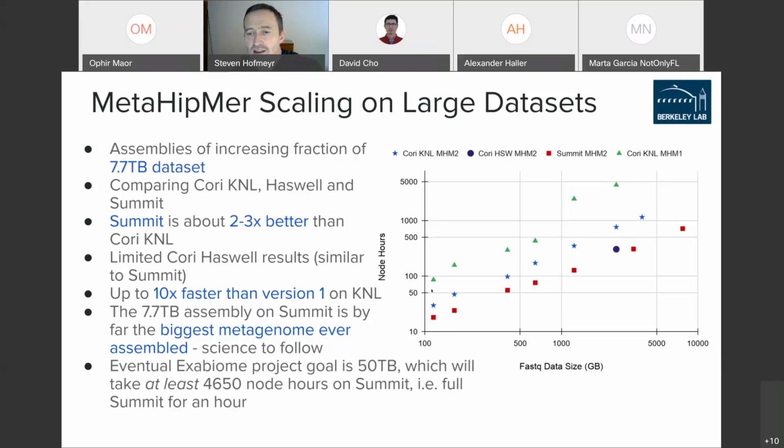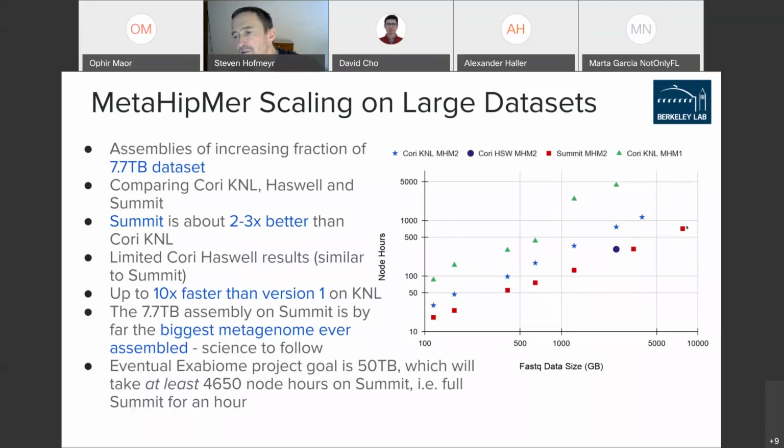And here the two most important ones are Cori KNL. So that's the NERSC system, the Knights Landing partition. We can see that as the data size increases, the node hours increase in a pretty consistent way. And what we can also see here is the square markers are for Summit, and we can see that Summit is considerably faster than the KNL partition of Cori. We have one data point for the Haswell partition of Cori, and it's closer to Summit, which is to be expected.